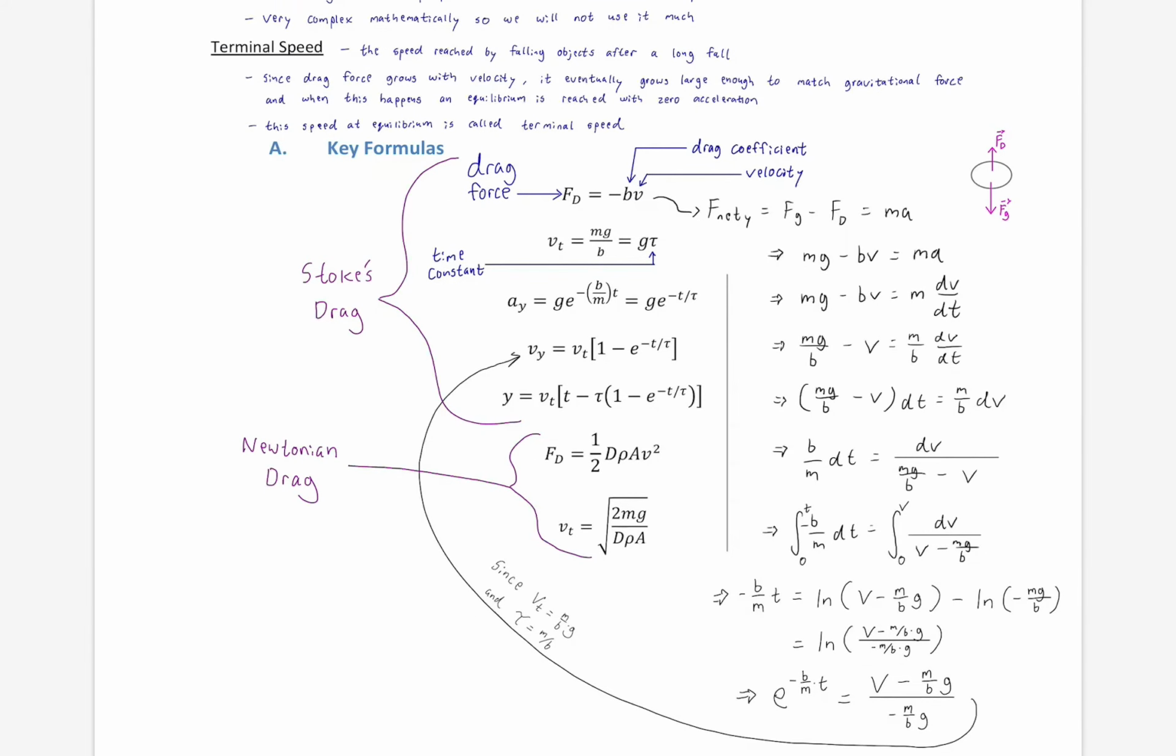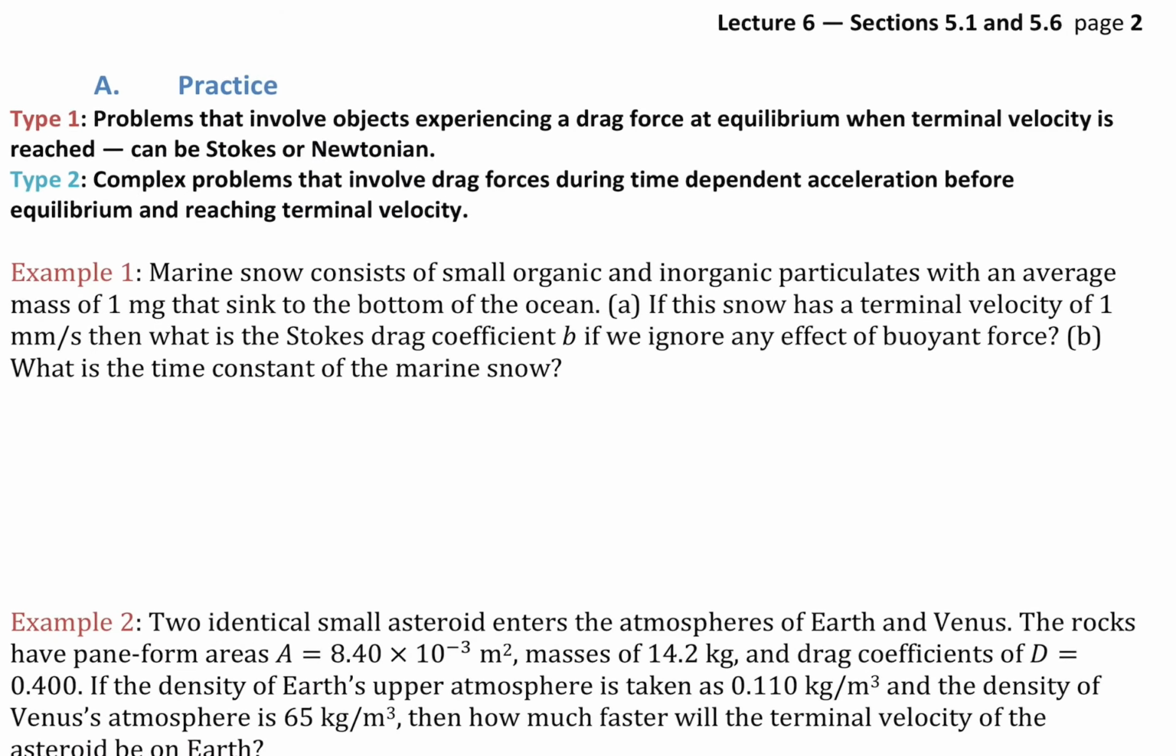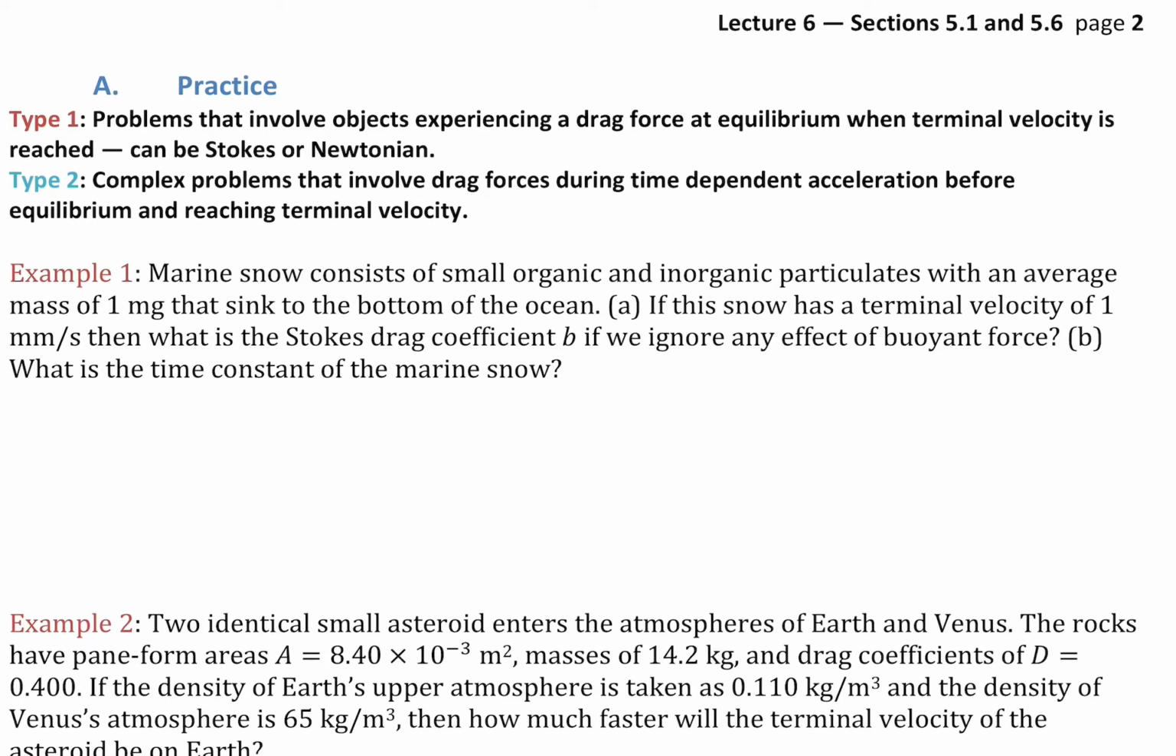So the thing about the types of examples here is they're either going to be really easy or fairly complex. The easy ones are just going to use the definition of terminal velocity, so really straightforward plug and chug problems, and the other ones are all going to involve exponentials, so they're inherently more complex. So those are the two types.